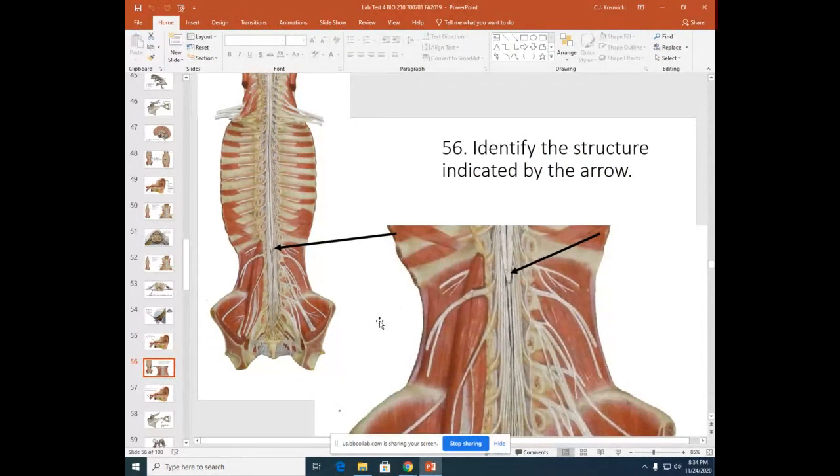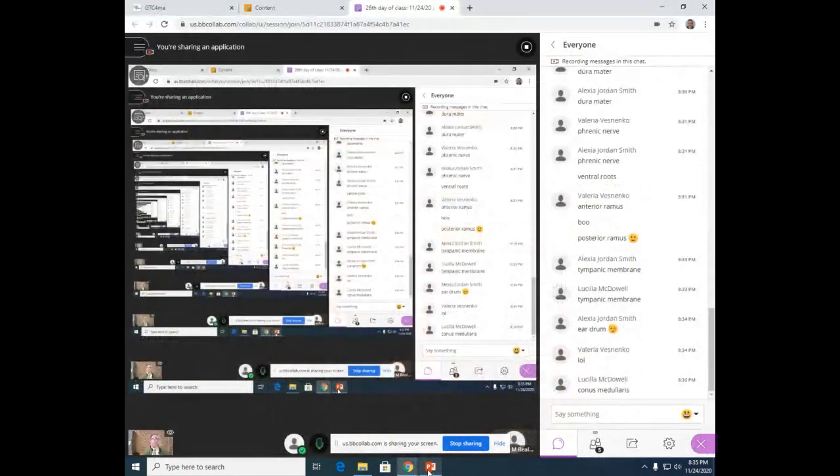Ooh, let's zoom in and see what we're looking at here. Okay. That pointy white structure there. Feeling pretty good about that? Okay. Vertebral-wise, we would see that between L1, L2. Important to know, because if we're going to give you an epidural, you need to know that. What is that structure? Conus medullaris. Good job.